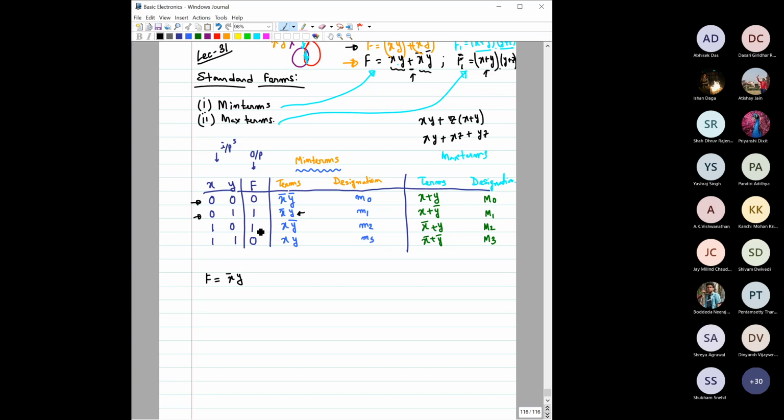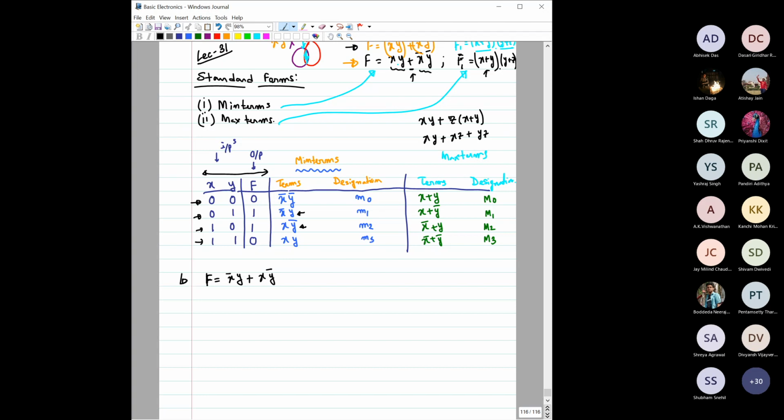Then again see the next term. The next term is also 1. So consider this 1, 0. For 1, 0, the min term is x y bar. So it becomes plus because it's a min term representation. See the third term. The third term is 1, 1, so it is 0. We should not consider this term. So basically, if you want to write the function from this part of the truth table, the function f can be represented in this fashion. Have you understood this part?